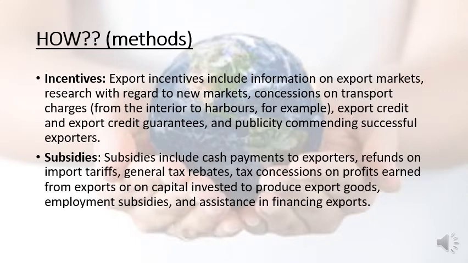Next, we have our subsidies. So subsidies are the opposite of a tax. So a subsidy is money that the government pays to a business. So cash payments to exporters, refunds, tax rebates, tax concessions. The word concessions means like a discount. Employment subsidies or assistance in the financing of exports. So maybe the machinery or inputs that the business needs, government will help pay.